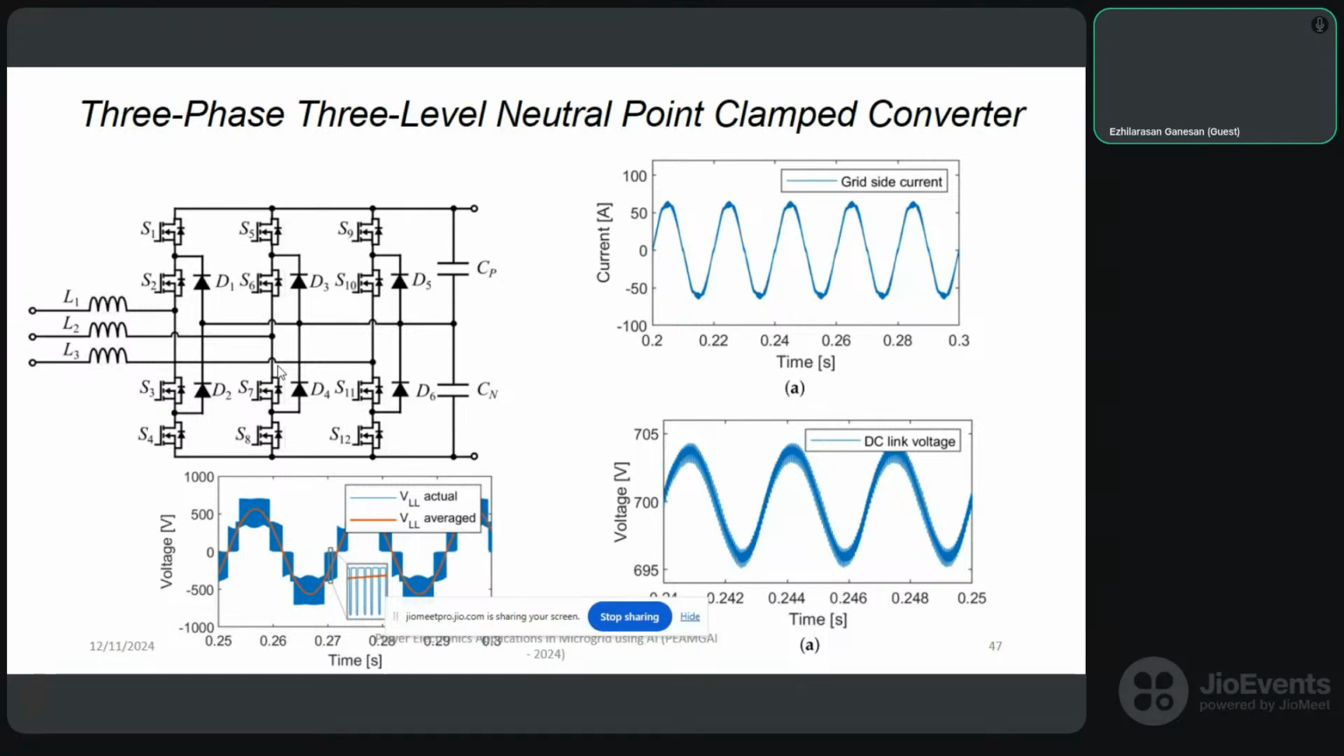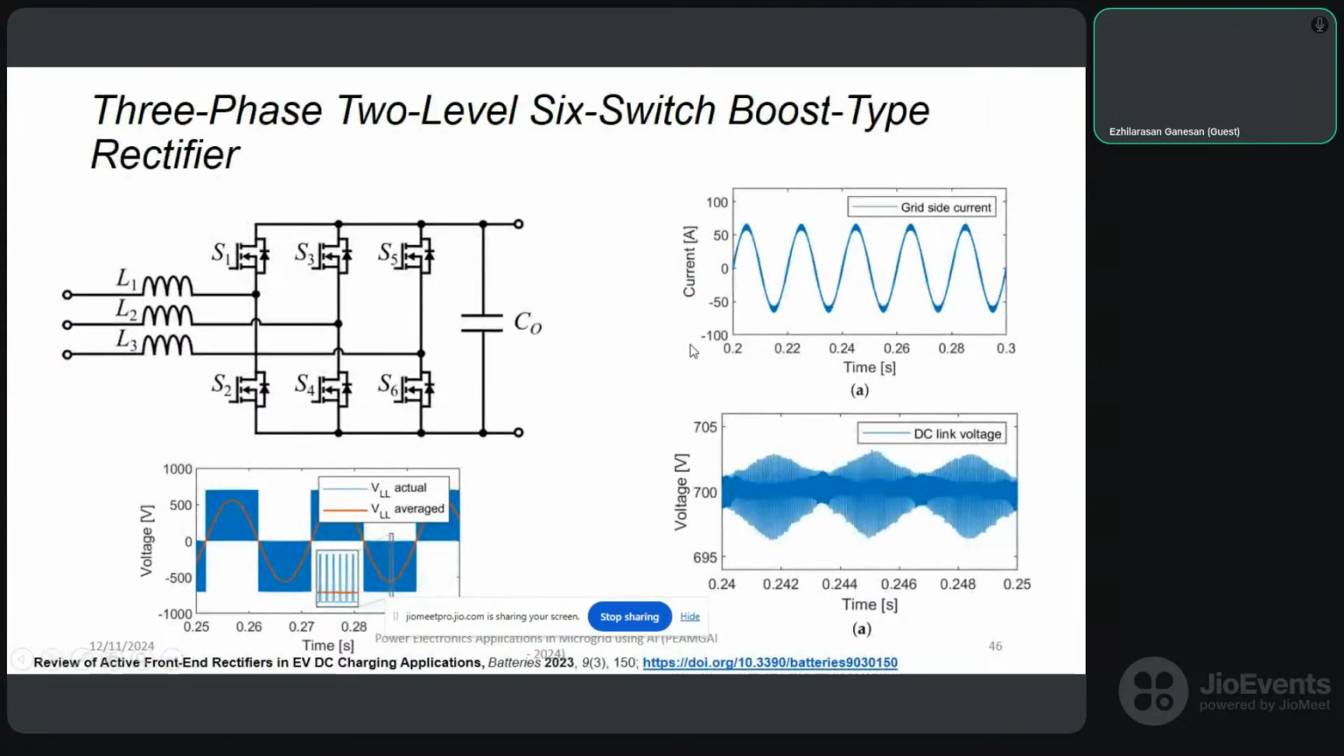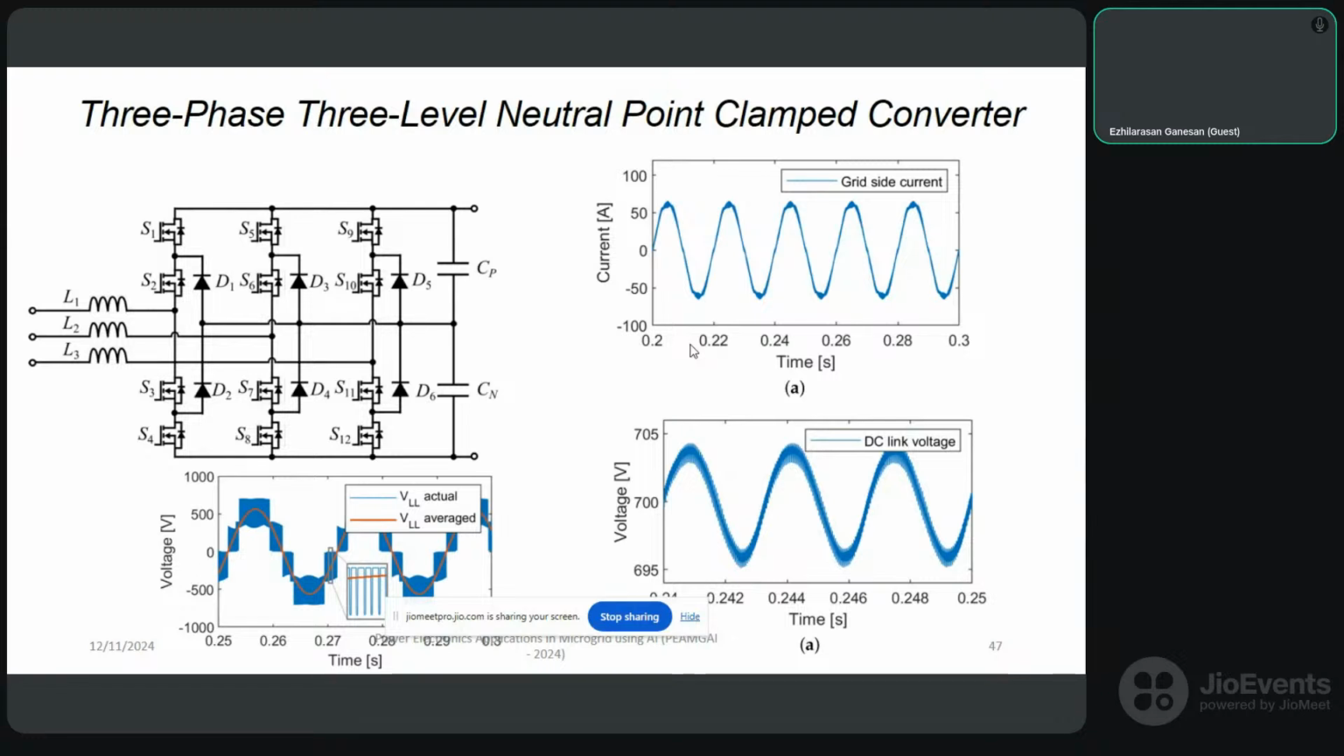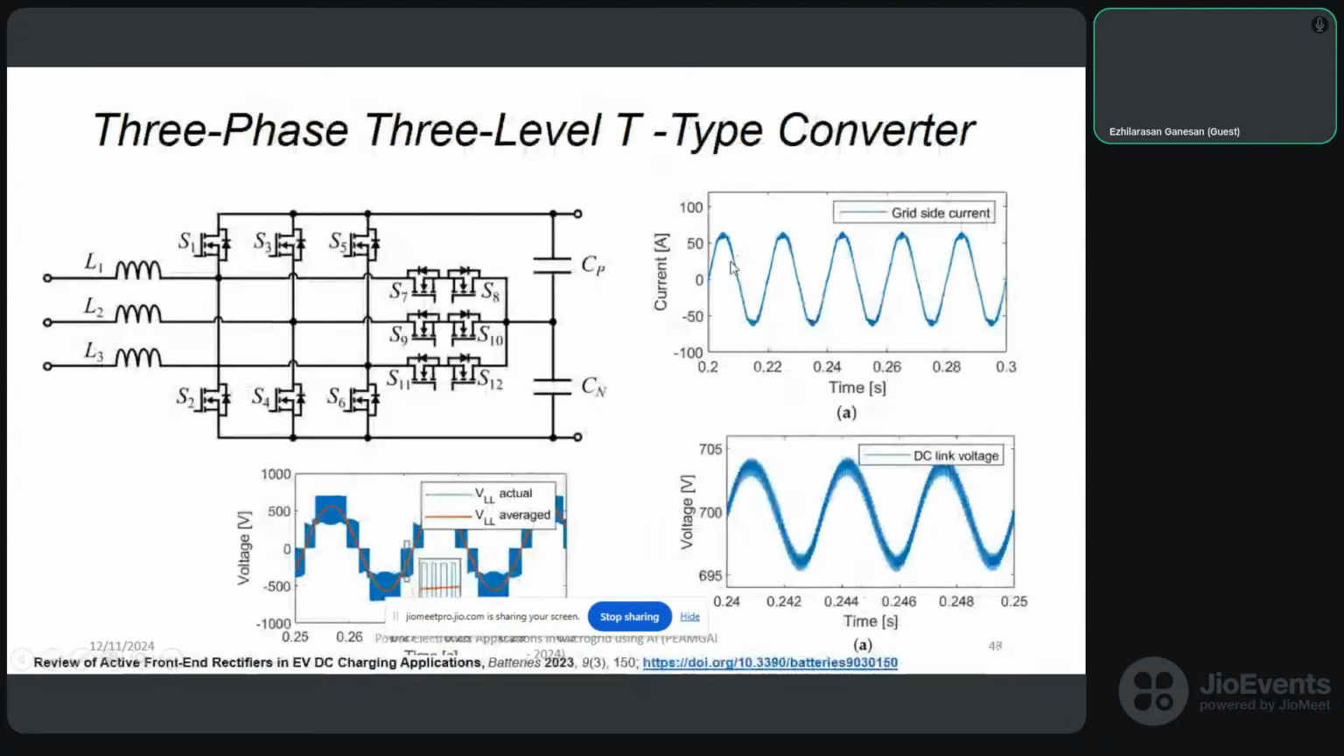Similarly, the output ripple will also be reduced. That is evident from the waveforms. You can compare the ripple in the previous converter and this converter. You can see the ripple in the output has reduced. It is almost becoming the DC link voltage. Then we go for the three-phase, three-level T-type converter.